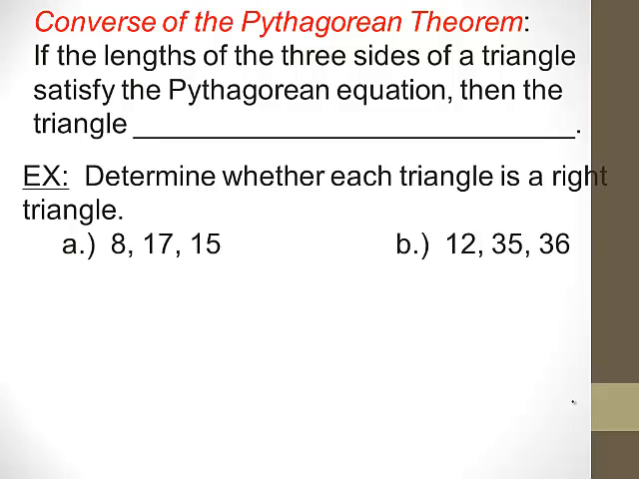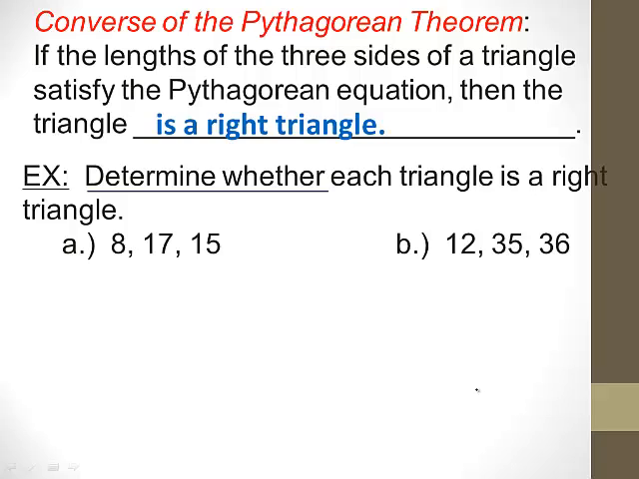All right. So the converse of the Pythagorean theorem: if the lengths of 3 sides of a triangle satisfy the Pythagorean equation, then the triangle is a right triangle. So some things you're going to be asked is to determine whether each triangle is a right triangle. So I give you the lengths.